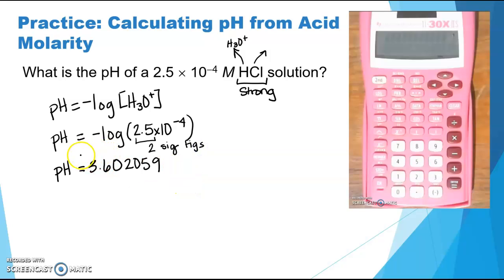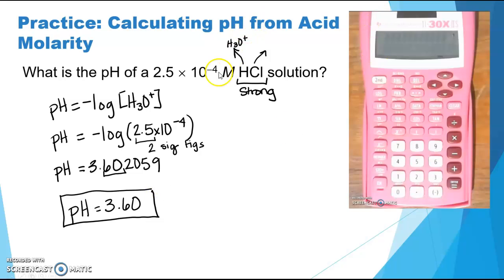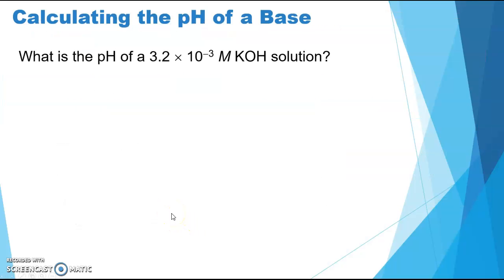But that isn't going to be 2. I go 2 places past the decimal right here. So my pH is 3.60. My final answer. Now, I always like to ask myself, does that make sense? Well, this is an acid, so I would expect its pH to be below 7. Yeah, that makes sense.